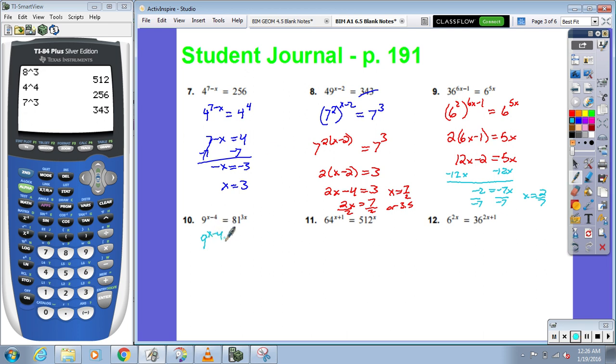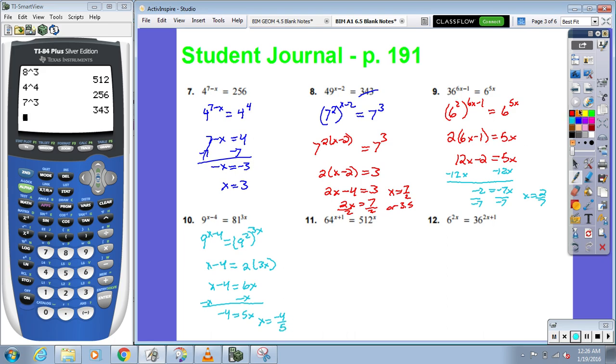Okay, so 81 I'm going to rewrite as 9 squared to the 3x. So now set the powers equal to each other. So you have x minus 4 equals, remember a power to a power, we're going to multiply. So we have x minus 4 equals 6x. Now I'm going to go ahead and subtract the x. I get negative 4 equals 5x. I divide by 5. I'm going to get x equals negative 4/5.